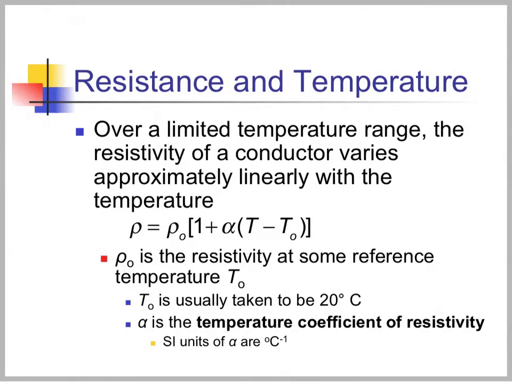Now, resistance and temperature are related, and over a limited temperature range, the resistivity of a conductor varies approximately linearly with the temperature according to this equation. The resistivity is the resistivity at some known temperature, typically at 20 degrees Celsius, times 1 plus alpha delta T, where alpha is called the temperature coefficient of resistivity, and its units are 1 over degrees Celsius.